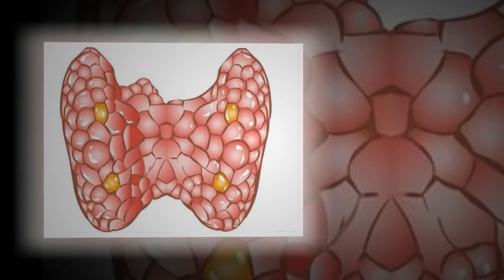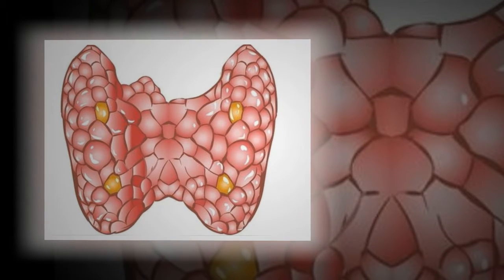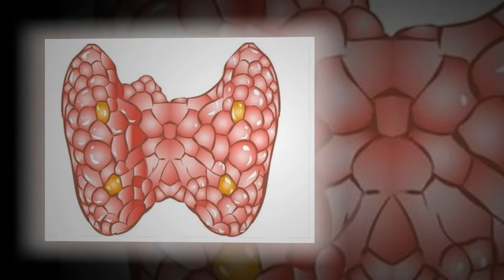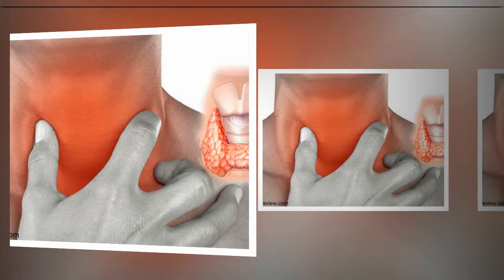Another approach being used for nodules is percutaneous ethanol injection, PEI, where the nodule is shrunken by an injection. Another promising new non-surgical technology for nodules is high-intensity ultrasound beam technology.